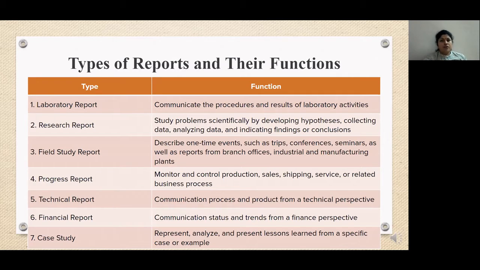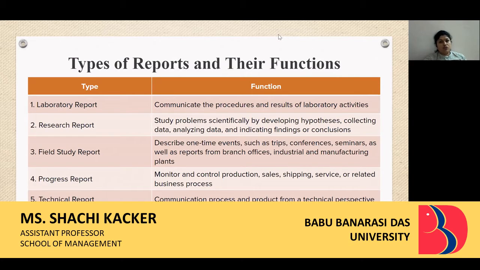So let's quickly revise. Laboratory reports, research reports, field study reports, progress reports, technical reports, financial reports, and case study. All these reports communicate certain information through their different structures.